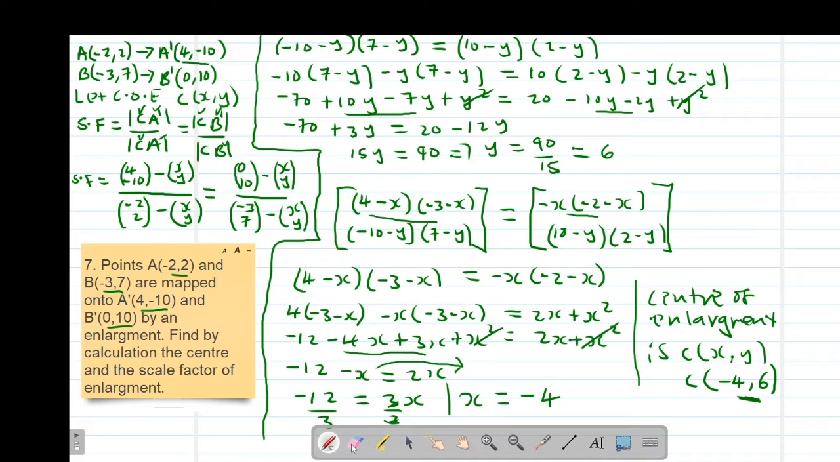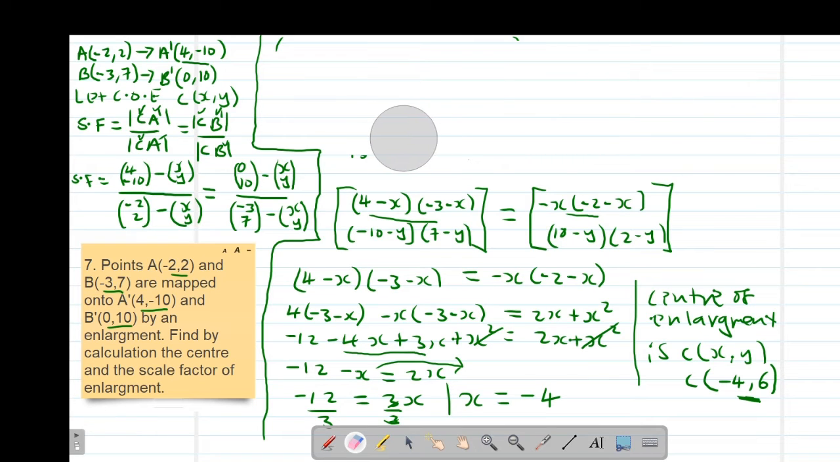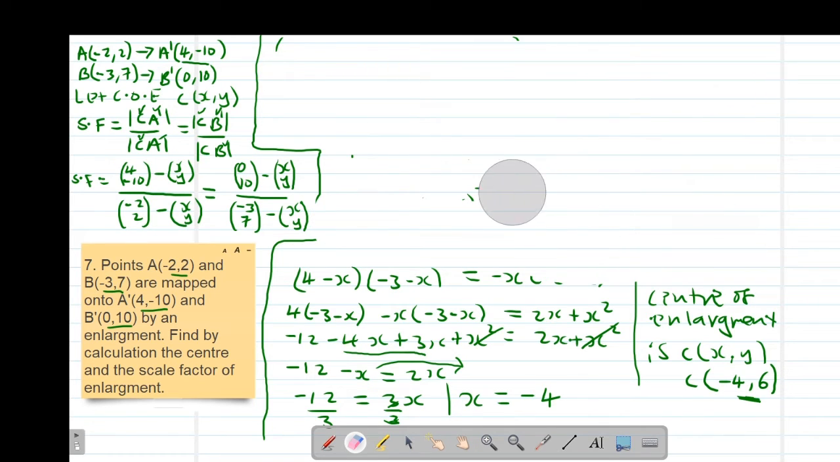Then part B, we need to find the scale factor of enlargement. Again, let me create some other space here. We also need to find the scale factor of our enlargement. So remember, the scale factor was given by, we can pick one of the equations here. So the scale factor should be given by the magnitude of, so this coordinate, it was 4, negative 10, then minus this was xy.